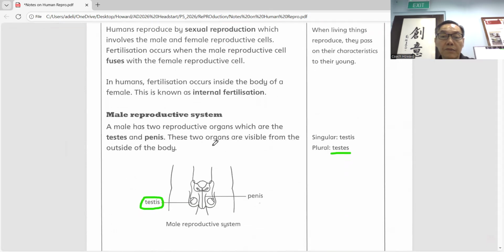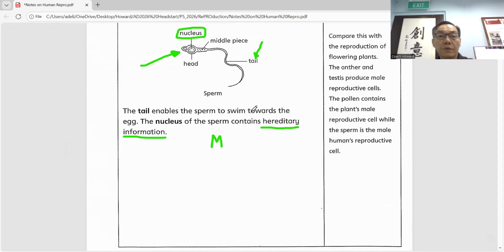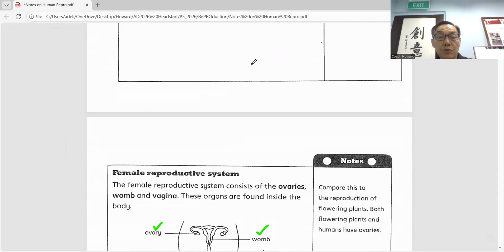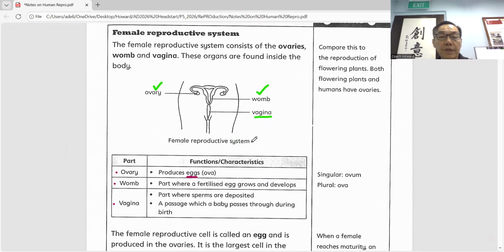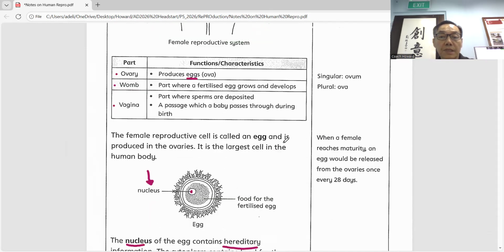So do take note of the functions of the various organs. For the male, there are two parts. Name the parts and also the function. And also the purpose of the tail is for the sperm to swim. For the female, there are three here. And also this part, where they carry the genetic information, is in the nucleus. Normally this word is tested in the multiple choice. They ask you in which part of the cell does it contain the genes or hereditary information.